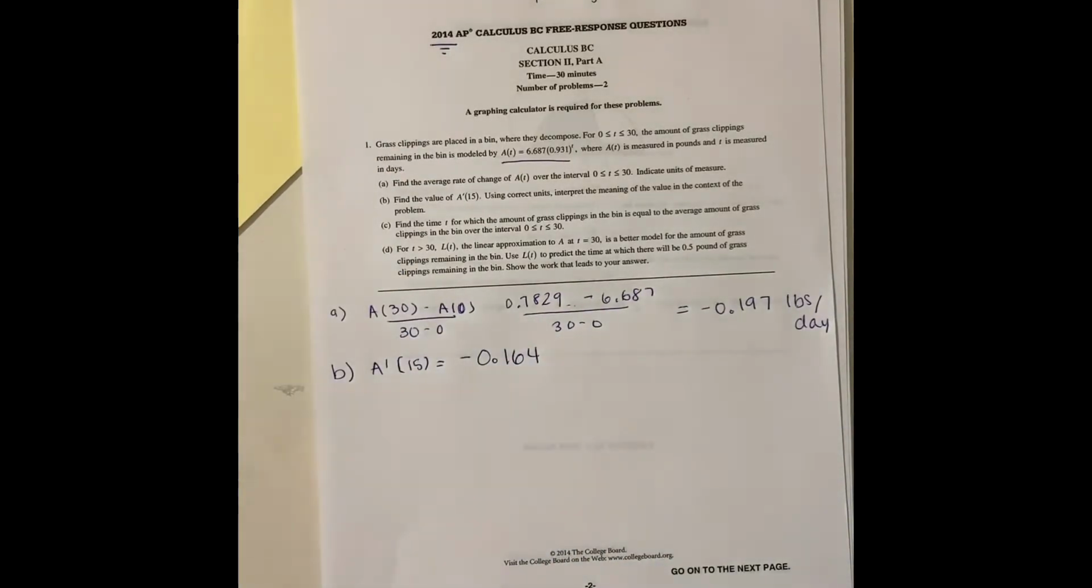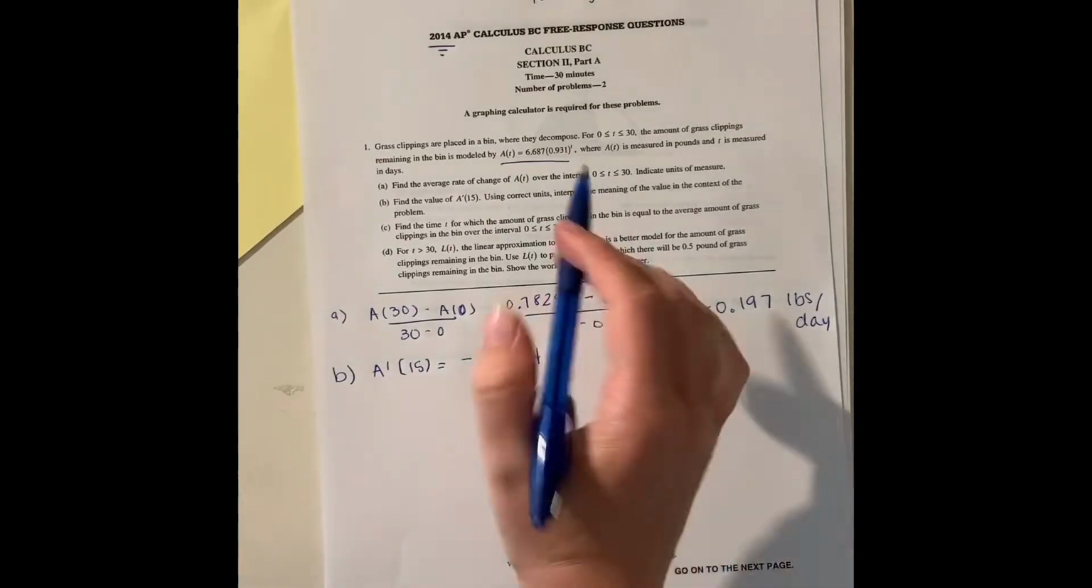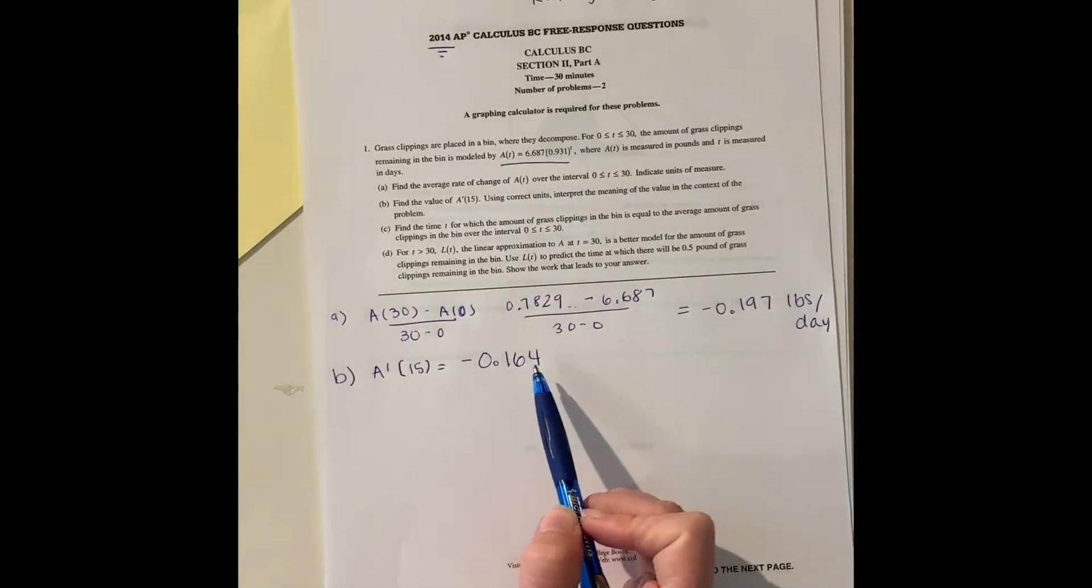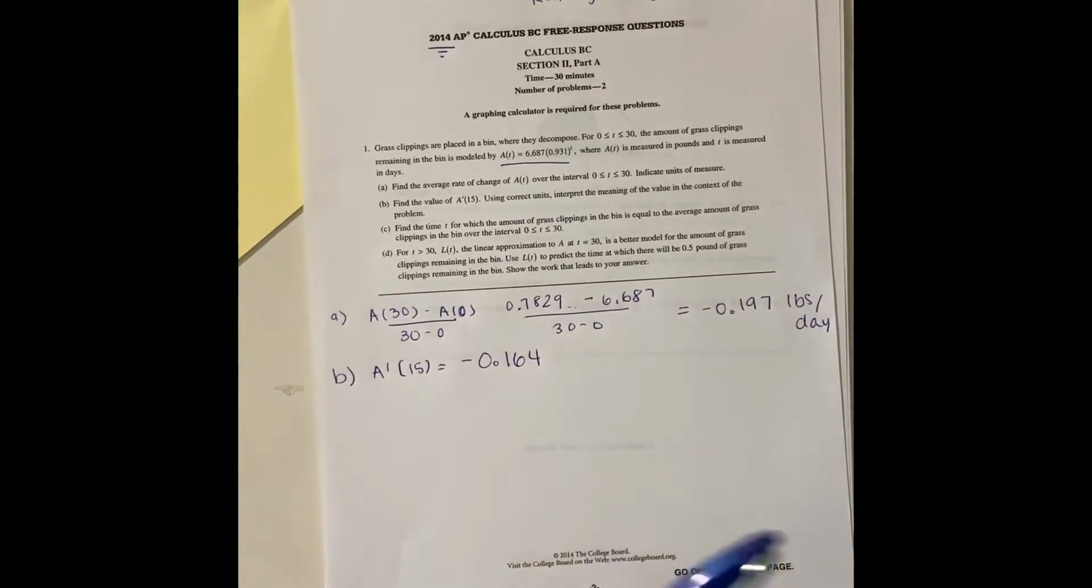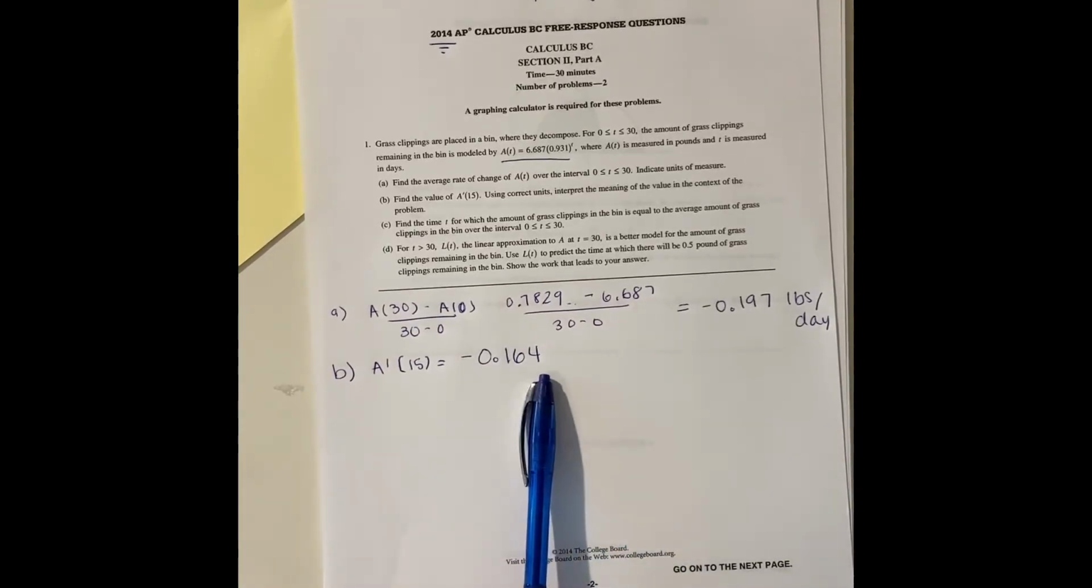And to interpret that, I would just say that the amount of grass clippings left in the bin is decreasing at a slow rate of 0.164 pounds per day. So I guess I'll write that out.